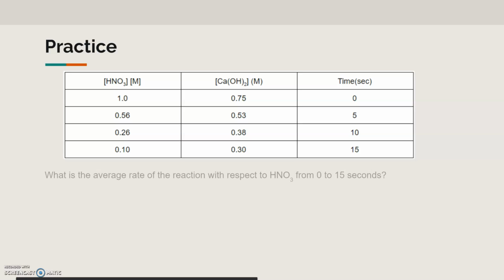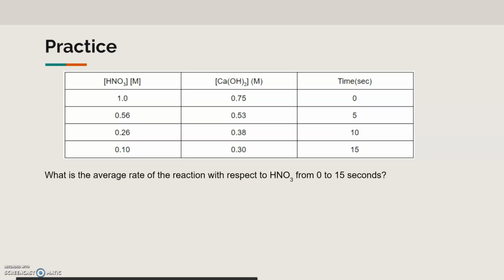Let's practice. Take a moment to look at the table. Notice there are two reactants, HNO3 and CaOH2. Also, notice that the units are in molarity. The concentrations are going down as time increases. The time it took for this reaction to take place was 15 seconds. All right, now let's look at the practice problem.